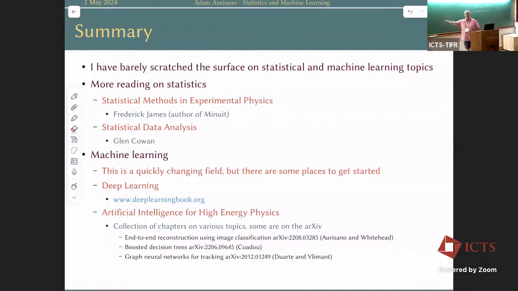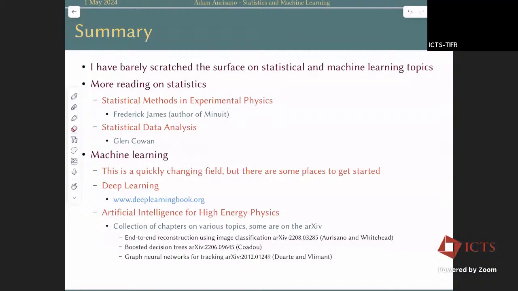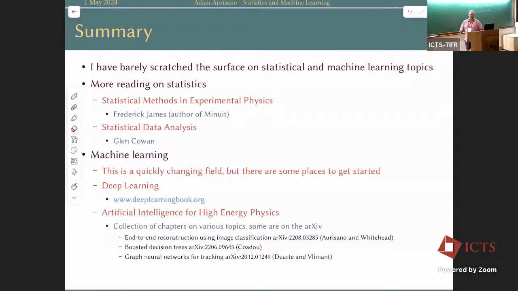There are a couple of books that I really loved when I was doing my PhD that I think might be helpful. There's Statistical Methods in Experimental Physics by Frederick James, one of the authors of Minuit, and Statistical Data Analysis by Glen Cowan. They're both really nice.